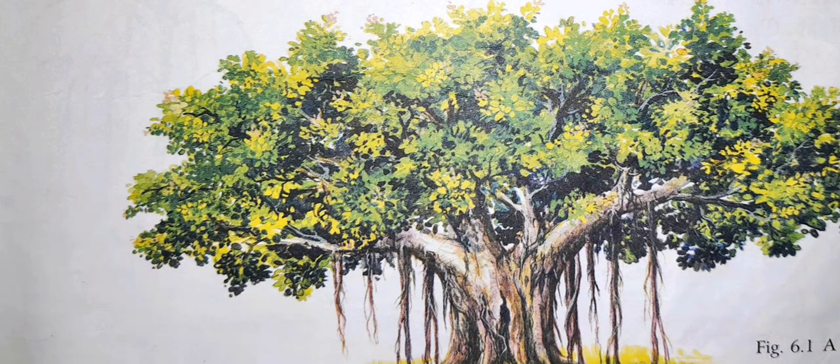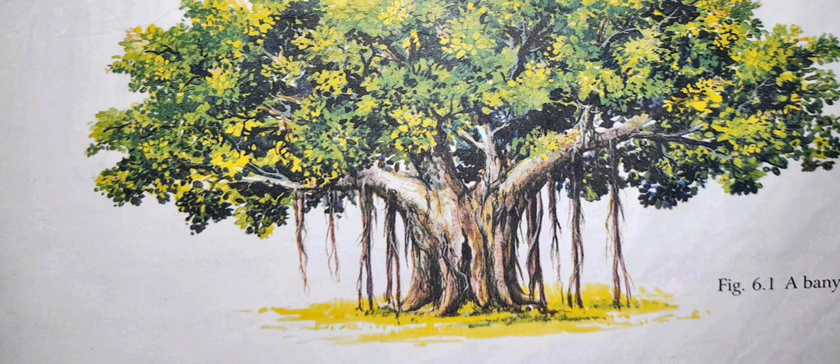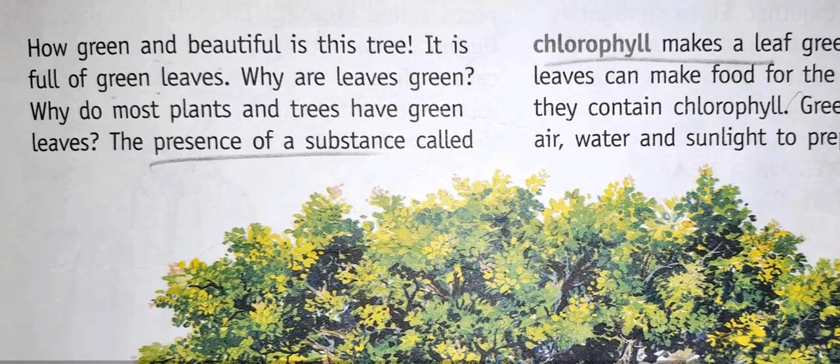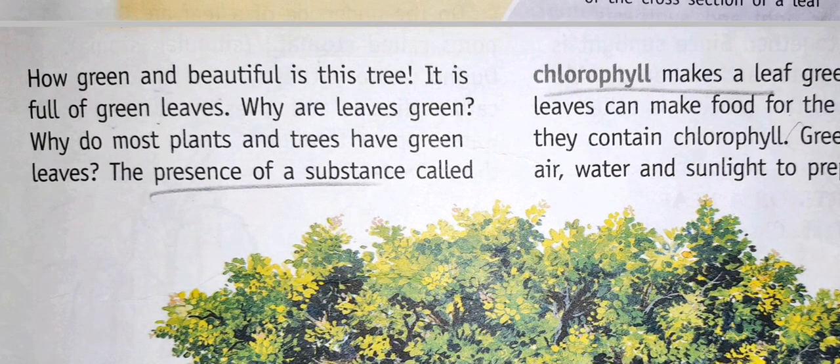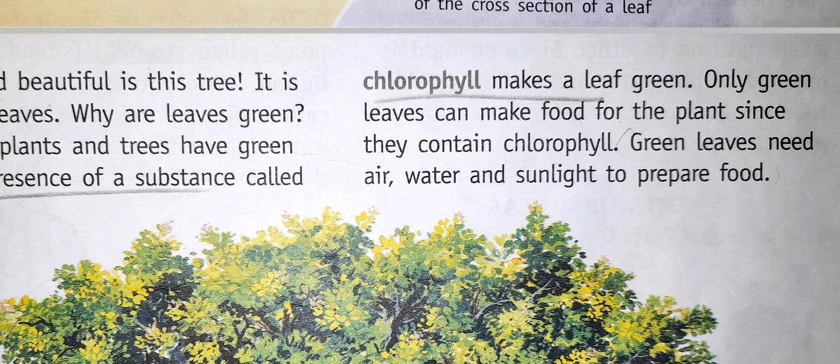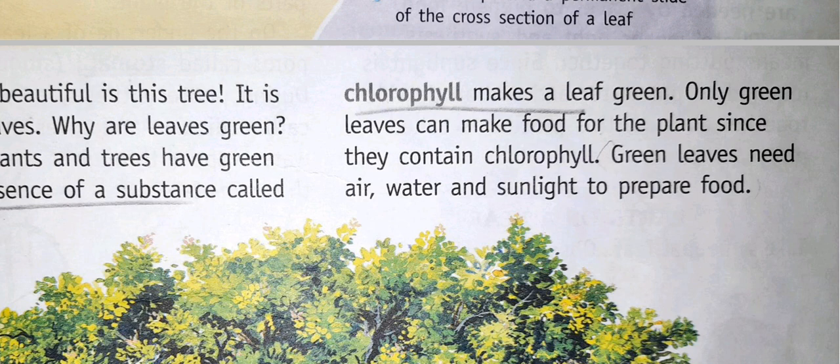See this figure I had kept for you, figure 6.1, which is given in your textbook, page number 49. See how it looks so green and beautiful. You know why these leaves are green? Almost all the plants and trees have green leaves. Why? Because they have the substance called chlorophyll. The presence of chlorophyll makes the leaf green. And only these green leaves can make food for the plants as they contain chlorophyll.